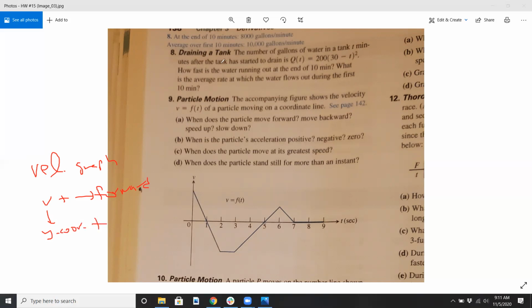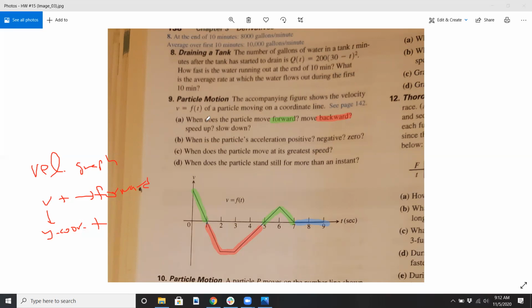So I'll get a highlighter. I'll highlight in green as moving forward. So green is forward. This is the beauty about Zoom, that I can actually color code like this. And then red will be negative, and blue will be neutral. So we're clearly moving backwards when our velocity is negative.